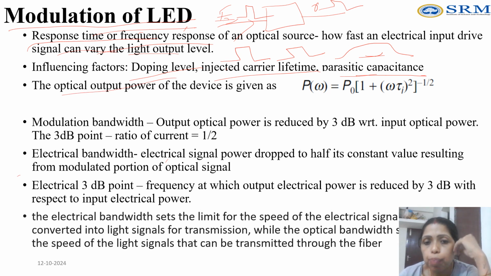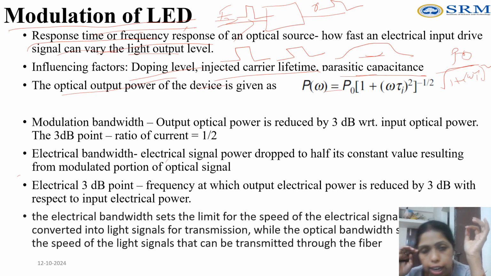So the output optical power can be defined as P(ω) = P(0) divided by the square root of 1 + (ωτ_i)², that means P naught by root under 1 plus (ωτ_i) whole squared. Here P naught is the power if we are not giving any pulse signal. Suppose you are giving some DC signal, then there is no such concept; you get one constant output.